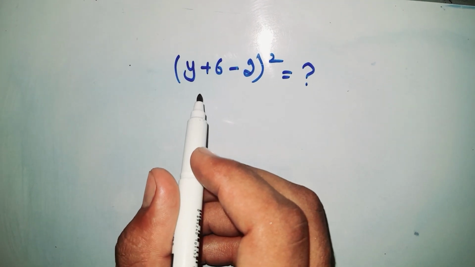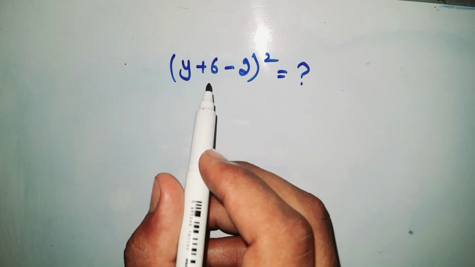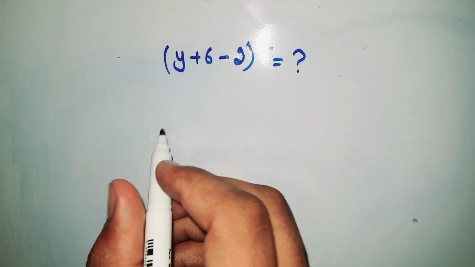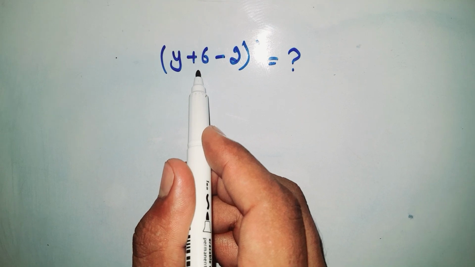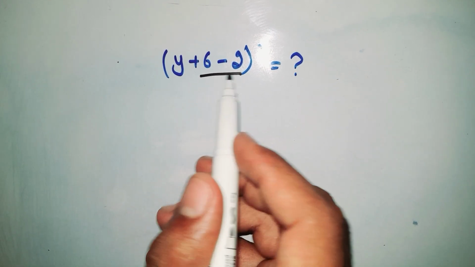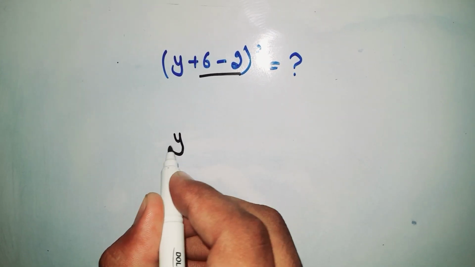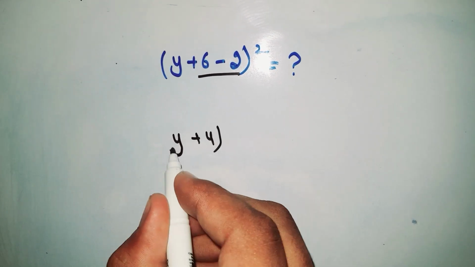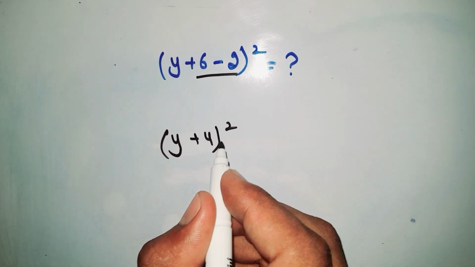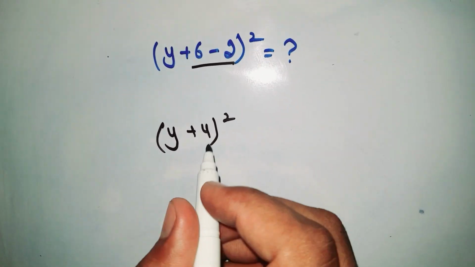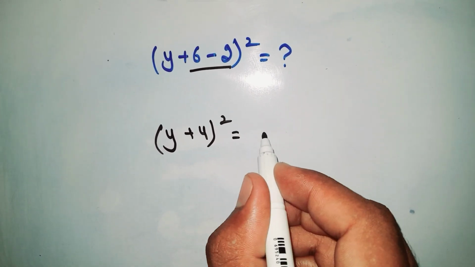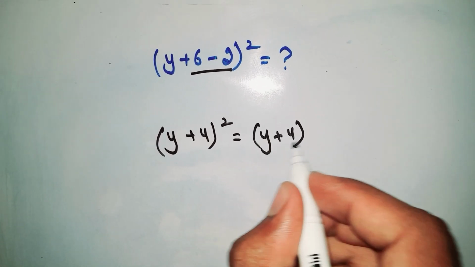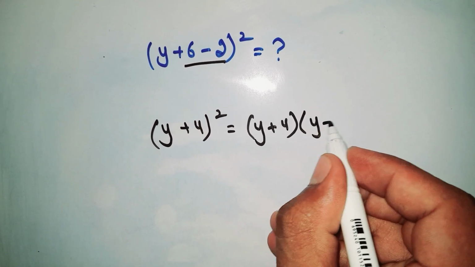In this video we are going to solve this problem: (y + 6 - 2) whole square is equal to what? So first of all, we solve the bracket: y + 6 - 2 is equal to y + 4. So now we have (y + 4) whole square.